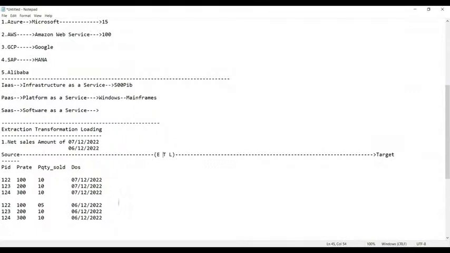So now tell me: to find out the net sales amount of the 7th day of December 2022, do you require the product ID? No, we don't require the product ID. We can ignore it. Do we require the product rate? Yes. In fact, without the rate, how can you find out? So I'm just pulling in the product rate here.